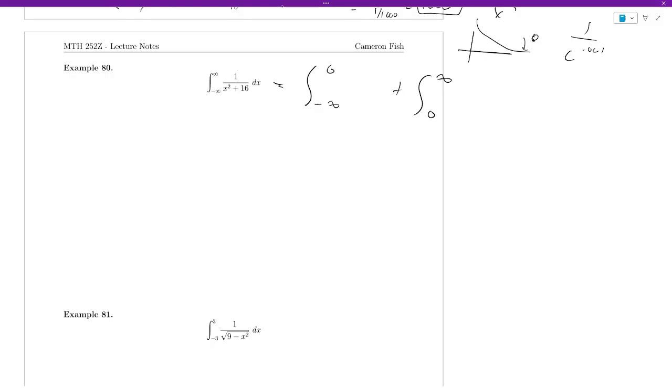Now 0 is not super special. I could have picked any number, but 0 is usually easy because the plan is to plug it into something later, and it's usually easy to plug in 0. So now we just have to do each of these integrals sort of separately. So let's just do the first one. So I'm going to replace the infinity with a c. So I'm going to have negative c to 0, and I'm going to have my integrand.